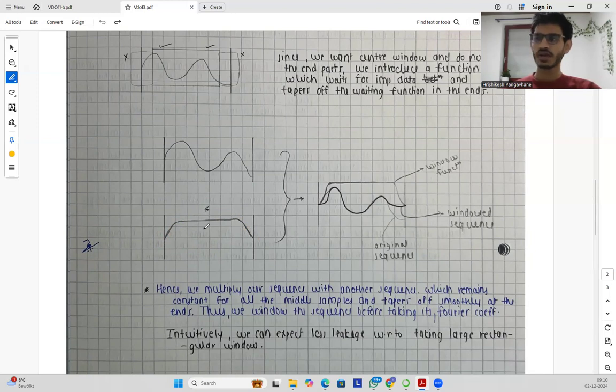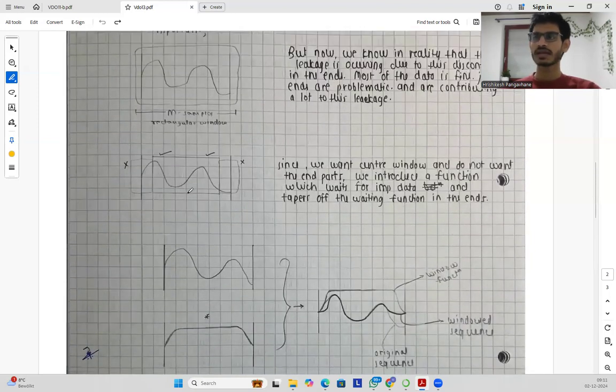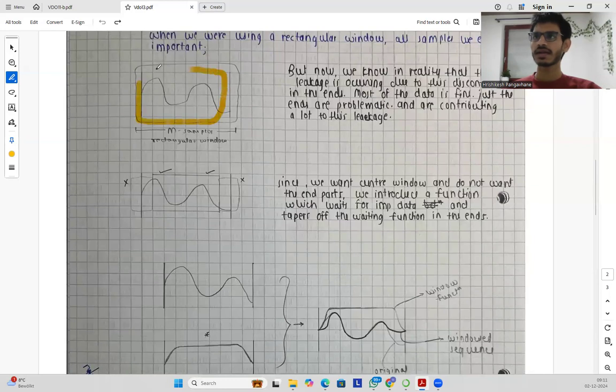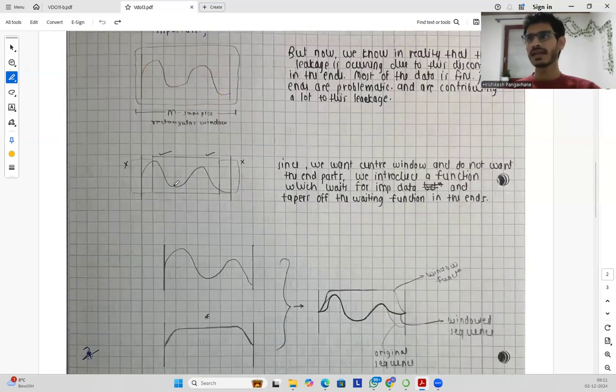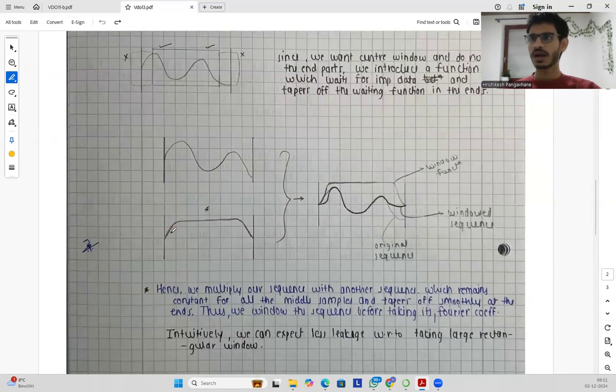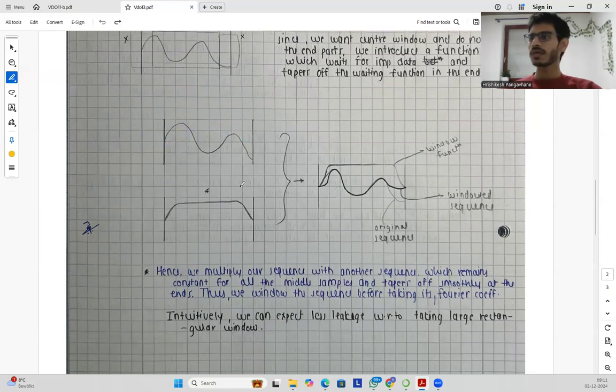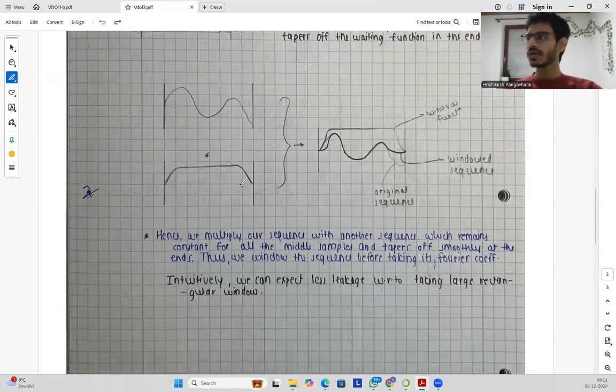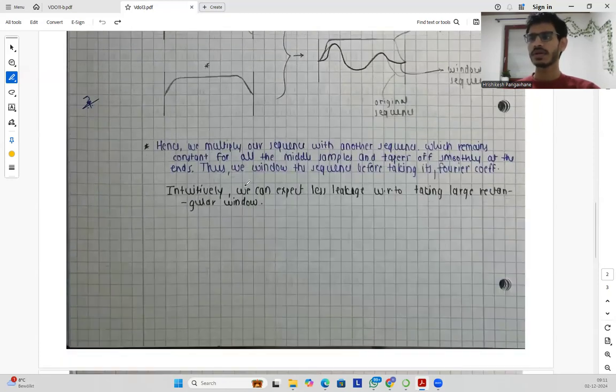Thus, what we actually do is window the sequence before taking its Fourier coefficients. Earlier we took a rectangular window, took all the samples, and then took the Fourier series. But now, before taking the Fourier series, we window the signal. So this is how we window the signal. Intuitively, we can expect less leakage compared to the case where we were taking a large rectangular window.